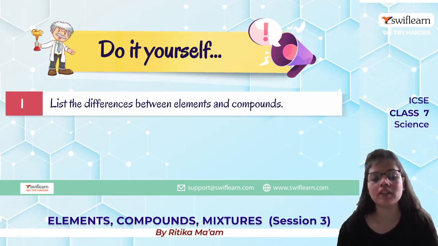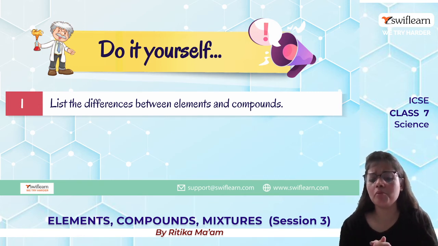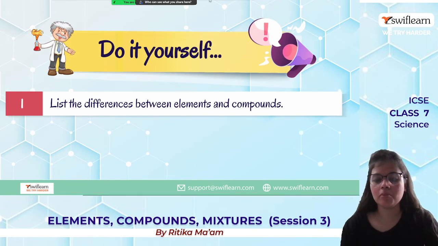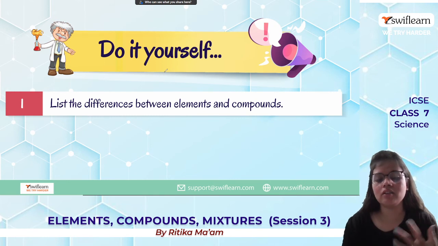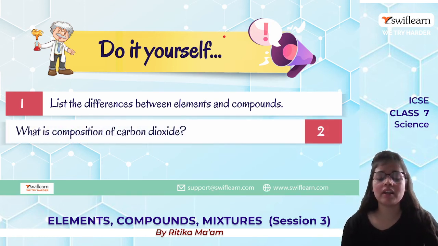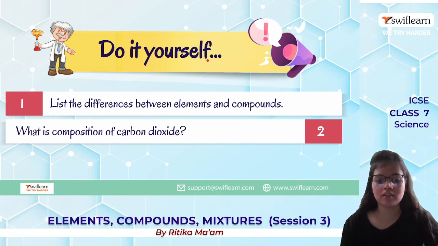List the differences between elements and compounds. A compound is a combination formed by two or more elements. Elements are present in a number of 118. These are single substances, for example gold, silver, iron, nitrogen, etc. A compound is kind of a mixture, so we cannot separate the constituents of an element, but a compound can be separated by some chemical means. Examples of elements are gold, silver, copper, etc., and of compounds are water, ammonia, calcium oxide, etc.